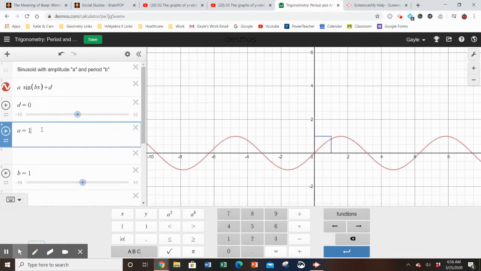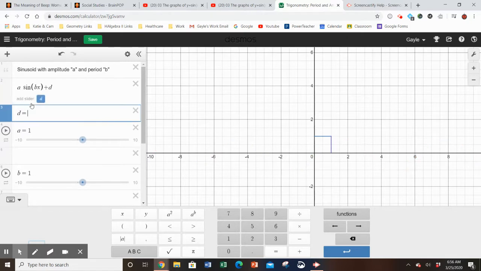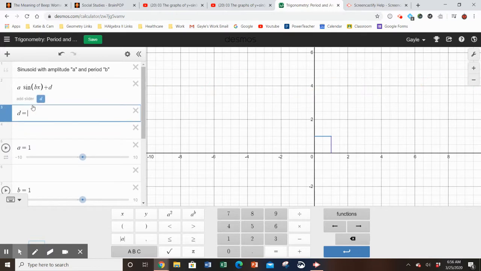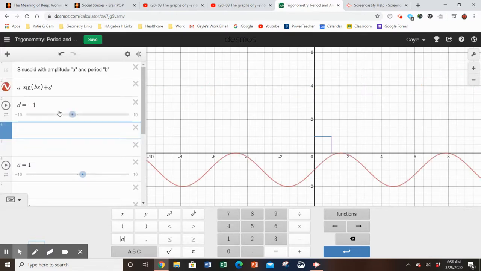Okay, and then the D value. Anytime we add or subtract something, you might want to guess to yourself, what do you think is going to happen with the graph? We'll watch. Oh, you guessed it, right? It goes up, or it could go down. So if I do -1, it brought the whole graph down.